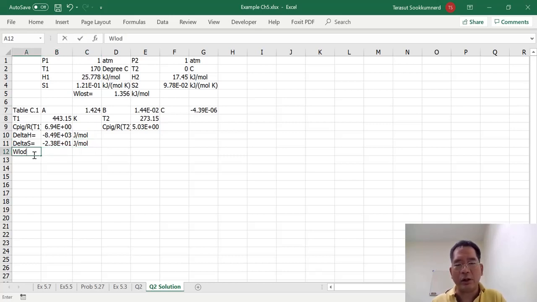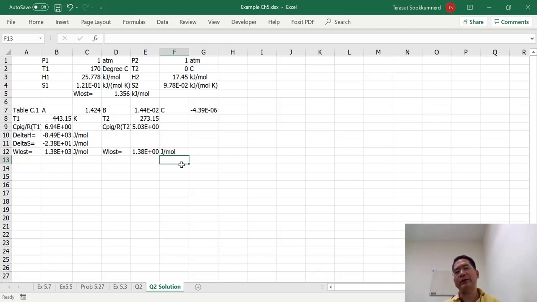As a result, our W loss will become minus delta H plus T sigma, which is 298.15 multiplied by delta S. Of course, this unit is Joule per mole. So if I would like to change the unit to kilojoule per mole, I have to divide this by 1000.